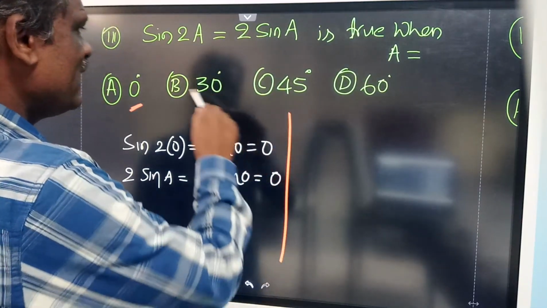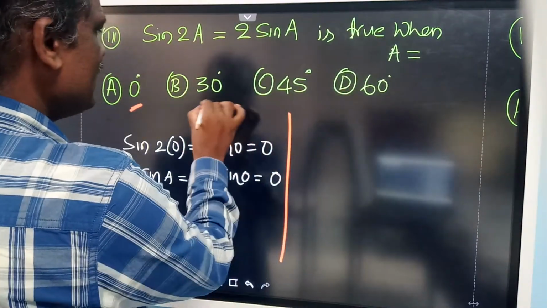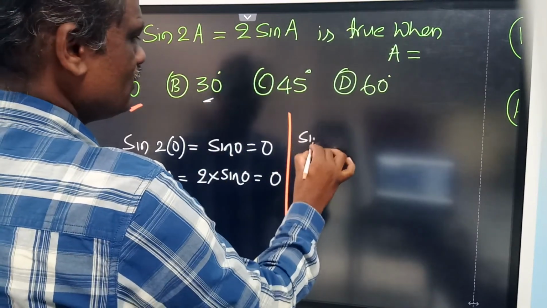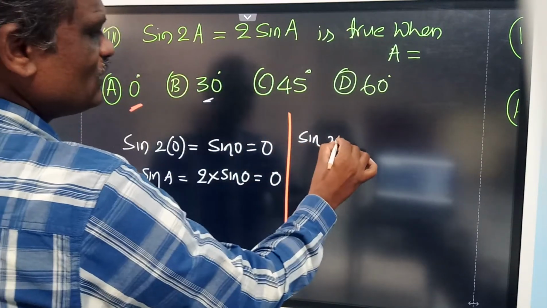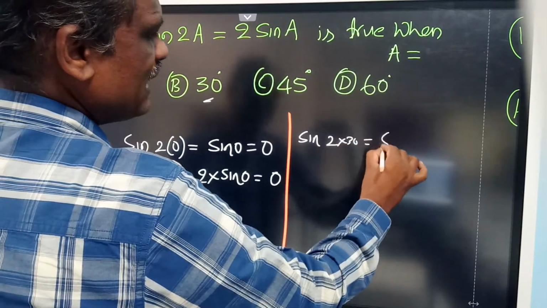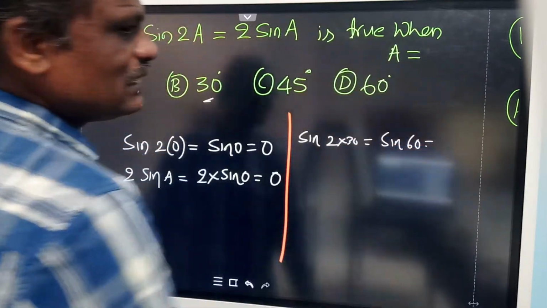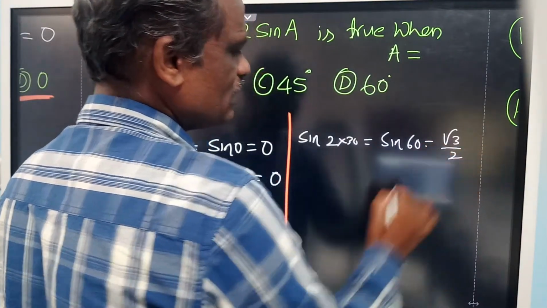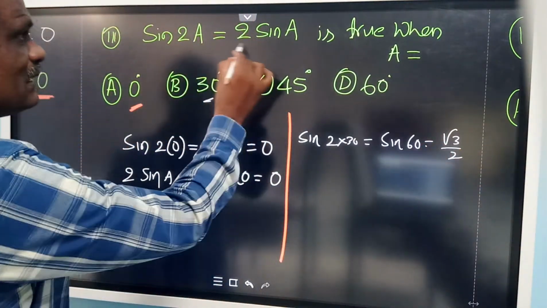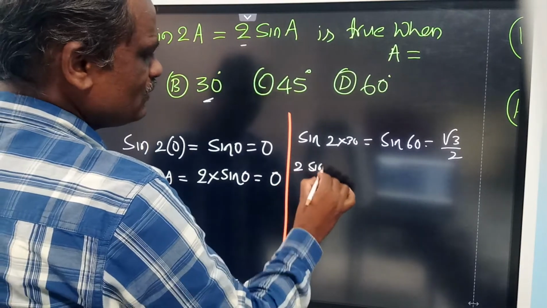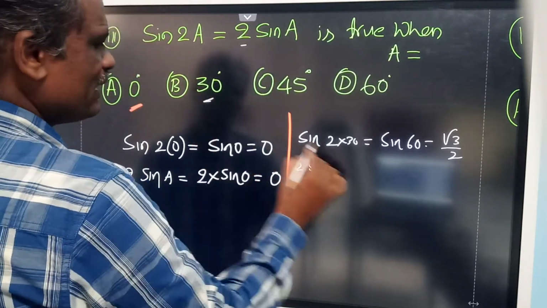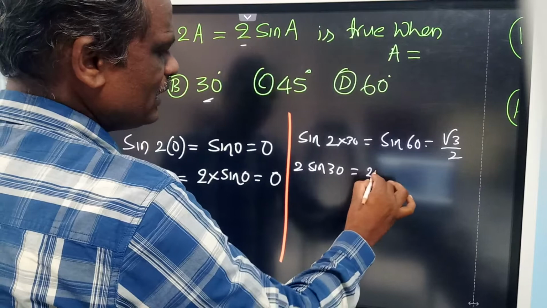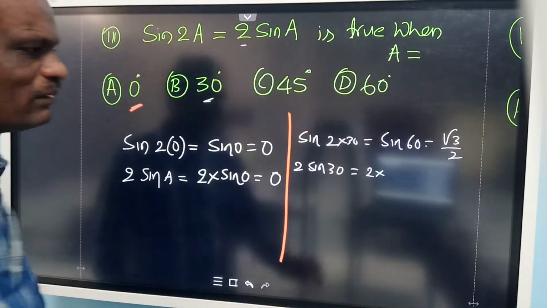So we will go to when a is equal to 30 degree. Second option you check. Sin 2 into a, that means 2 into 30. So sin 60. What is that sin 60? It is root 3 by 2 ratio. Now let us see this 2 sin a. 2 into sin a, I have taken the value as 30 degree. So 2 into sin 30, it is nothing but 1 by 2.